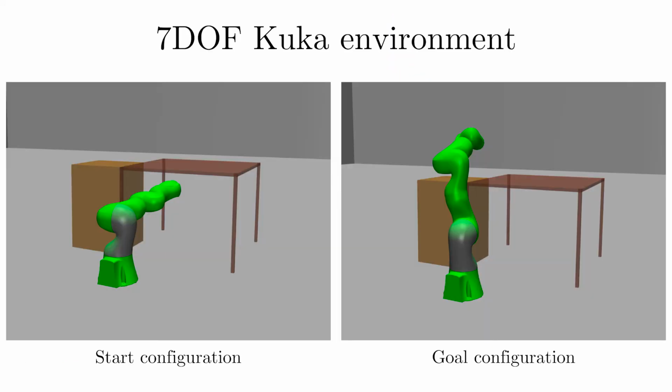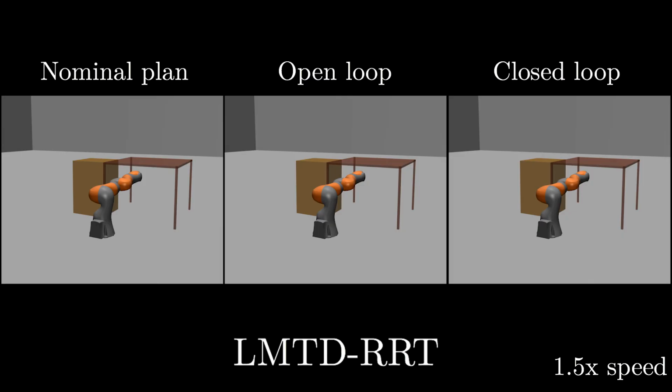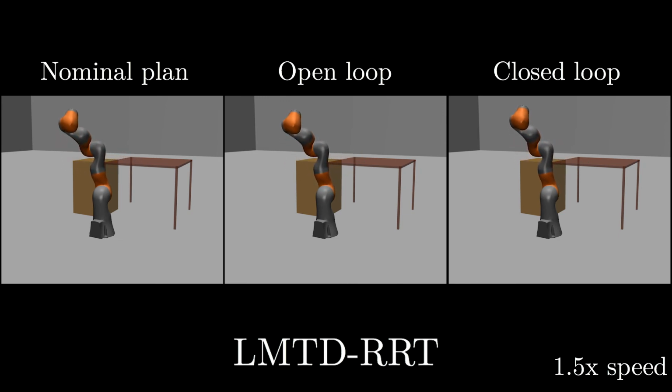We plan for a 7-DOF arm, going from below to above a table. Again, we see here that the plans computed using LMTD-RRT can be tightly tracked in execution. We animate the nominal plan by playing the state space trajectory that is generated under the learned dynamics. The open loop trajectory is the set of states that is visited when applying the sequence of control actions from the planner on the true dynamics. The closed loop trajectory is the set of states that is visited when applying the one-step feedback law on the true dynamics.